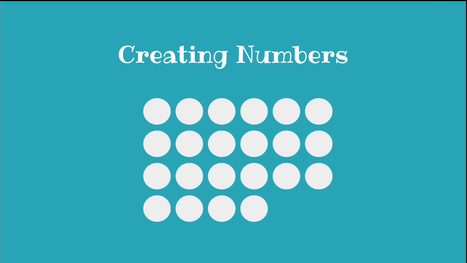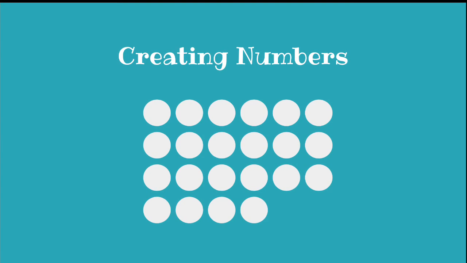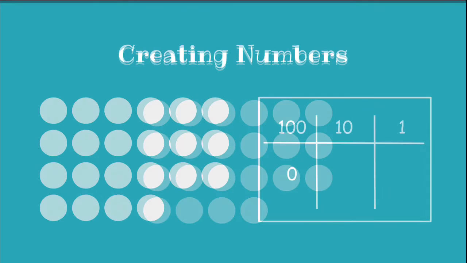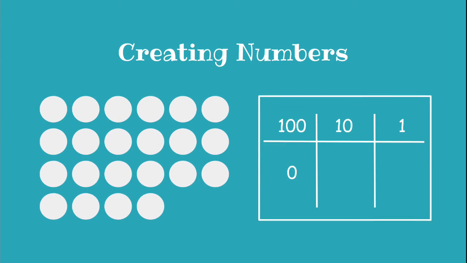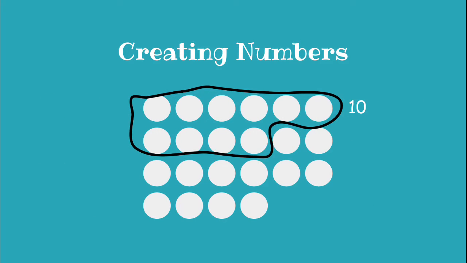Let's look at these circles and create a number. So, we know for sure there's not 1,000 circles, and we also know there's not 100 circles. So, if we created a little chart, we would put 0 in the thousands and the hundreds place. But on this chart, we've just included the 100s.